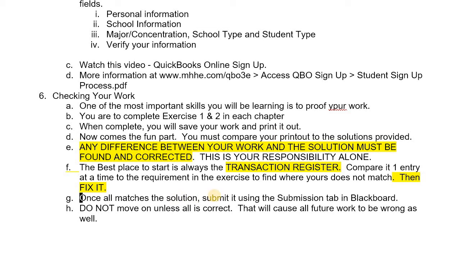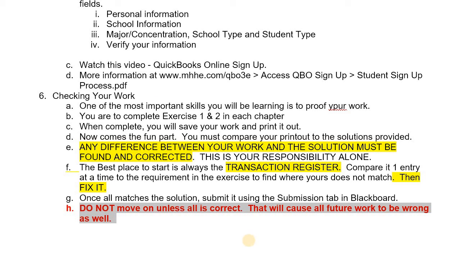Once everything matches the solution, then you're going to go over to Blackboard, and for each chapter, go to the Submission tab in Blackboard and submit it. That's where you get your 50 points. Now, very important. Don't try to play games with it. Don't try to move on unless all is correct. Because if in Chapter 2 work you debited cash for 25 bucks instead of 20 bucks, that's going to carry through for the rest of the course, and everything you do in that cash account will be wrong. Has to be right before you move on.